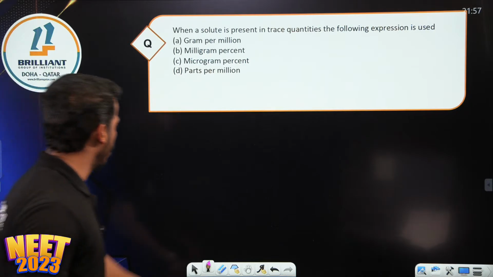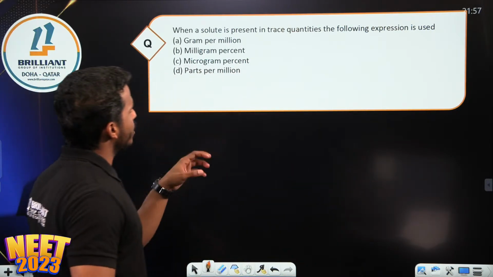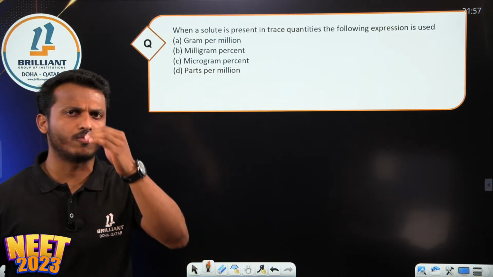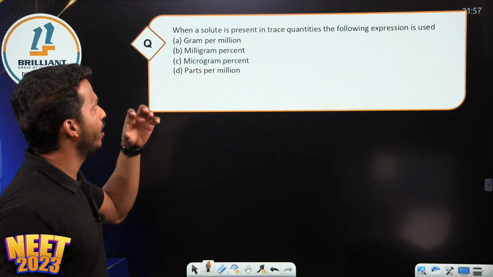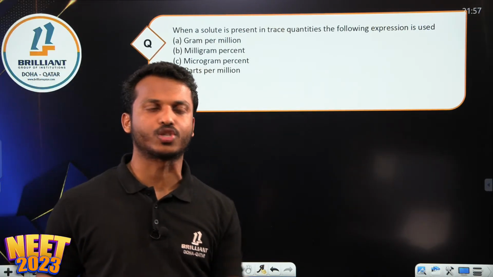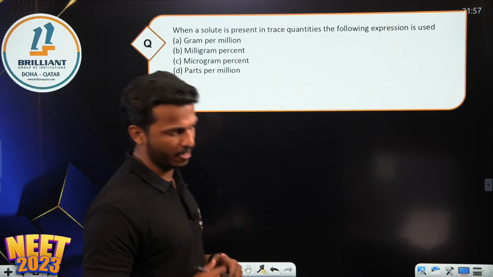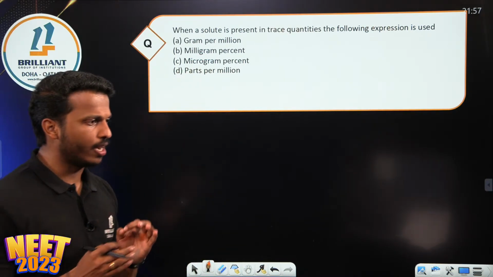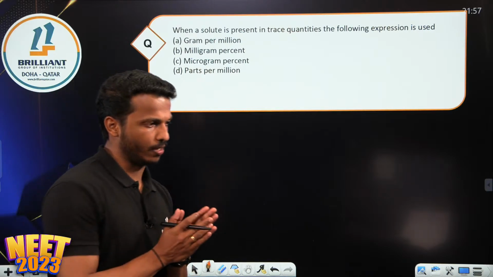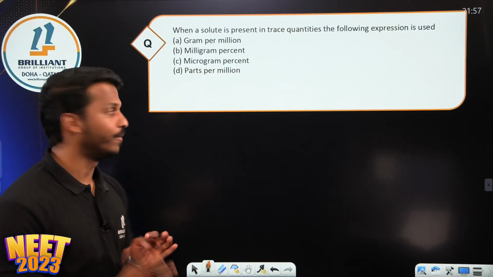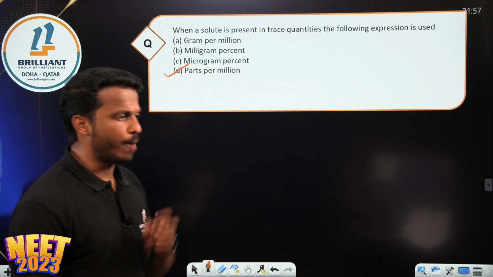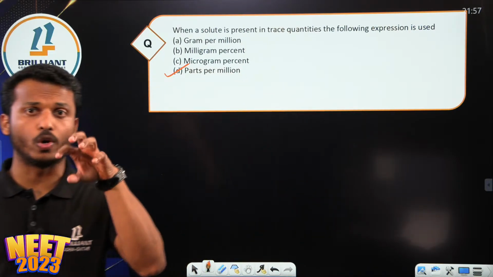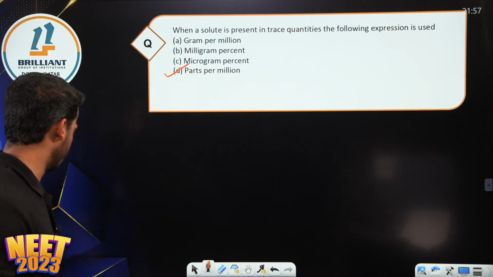Next one, when a solute is present in trace quantities, the following expression is used. You know very well, if the solute is present in very small quantity, which quantity are we using to express the concentration of the solution? That you also studied in the theory part. If the solute is very little in the solution, which concentration expression are we using? Dear all, that is ppm, parts per million. Parts per million we use only when the solute particles are very few in the solution.